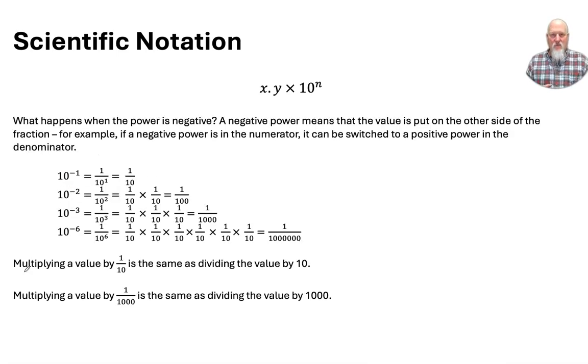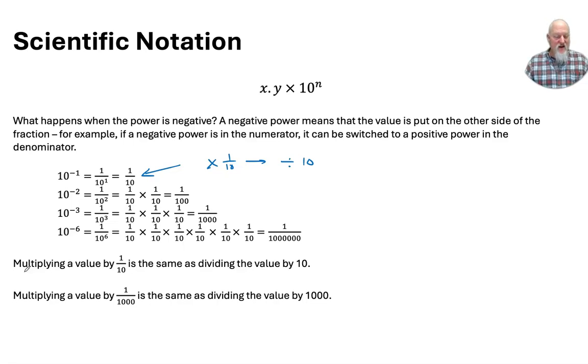Now, if we do negative numbers, if we remember, negative power simply means put that value in the opposite part of a fraction. So, for example, 10 to the negative 1 means put 10 to the 1 in the denominator. So it means 1 over 10 to the 1, which is 1/10. Remember, when we multiply by 1/10, that is simply dividing by 10. So if we multiply something by 1/10, or we divide it by 10, it's the same thing.